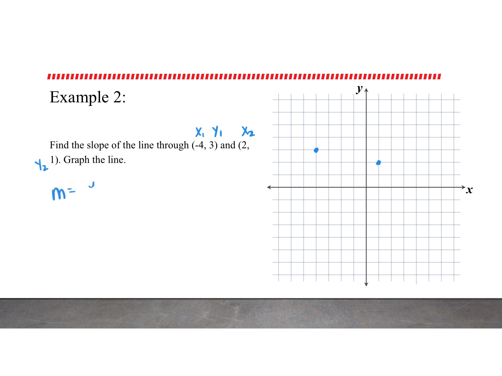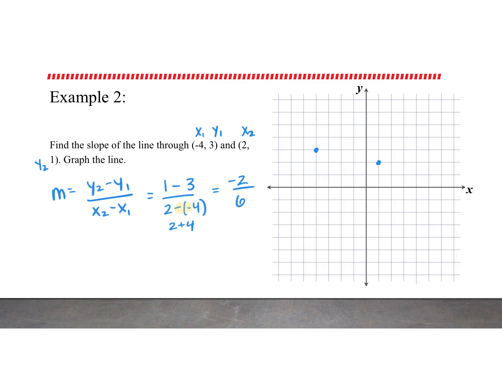So let's write our formula, y2 minus y1 over x2 minus x1. My y2 is a 1 minus my y1, which is 3. On bottom, I have x2, which is 2, minus my x1, which is -4. And then we can subtract. On top, 1 minus 3 is -2. On bottom, notice we have a minus and a negative side by side. That's going to switch out for a plus sign. So on bottom, we really have 2 plus 4, which gives us 6.